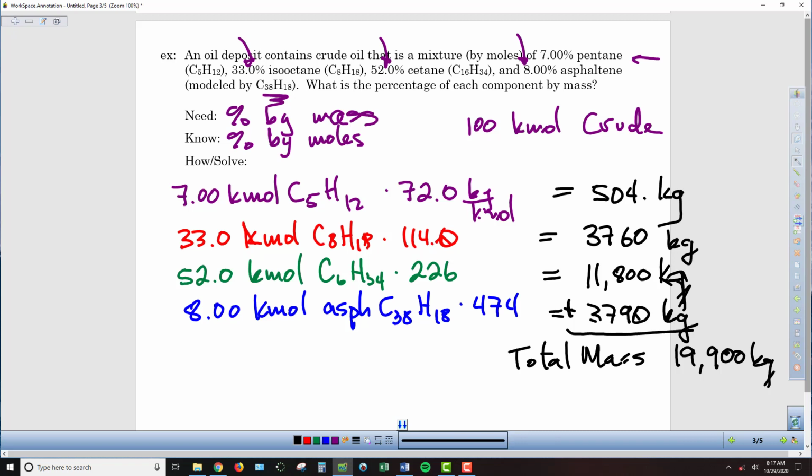If we know the total, and we know how much of each of these we have, we can just divide each of these by that total amount to get the percentages by mass. If we go through and do that, we find we've got 2.53% of the pentane, 18.9% of the isooctane, 59.3% of the cetane, and the asphaltenes make up 19% by mass of this mixture. There are different contexts when we need the percentages by moles versus the percentages by mass, and this is a way that we can convert from one set of measures to the other.